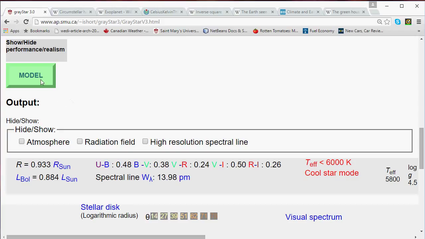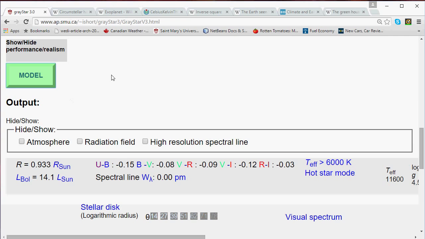So let's go. Here I am hitting the model button. And you can see that the luminosity has gone up to about 14 solar luminosities, but remember we started at a value that was a little bit lower than 1 solar luminosity, so that's about right. That is an increase of a factor of 16. Okay, let's go down and see what's happened to the circumstellar habitable zone.